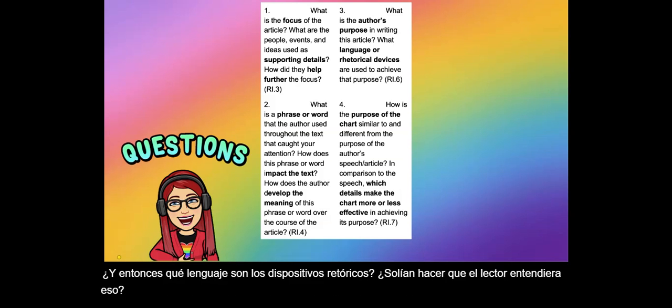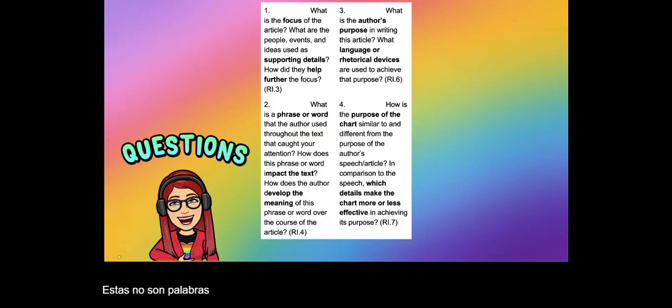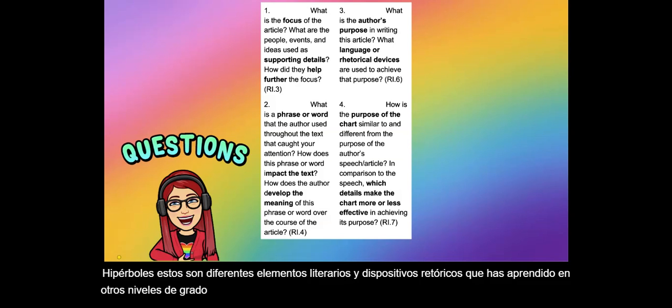These are not specific words, but these are things like persuasion, hyperboles. These are different literary elements and rhetorical devices that you have learned in other grade levels, and we will continue to practice with in 12th grade. For now, just show me what you got.